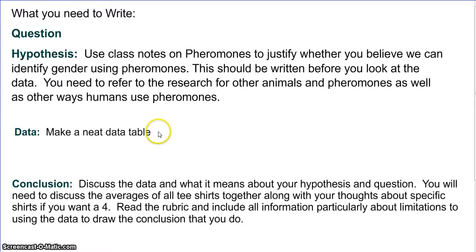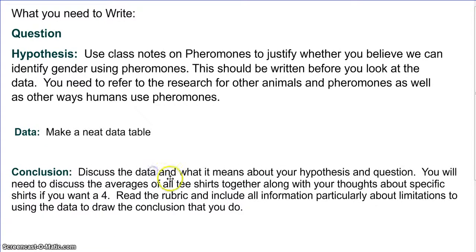Then make a data table. It's going to need to include the data that I'm about to show you, so rewrite this data. And then finally a conclusion. In the conclusion, you're going to discuss the data and what it means about your hypothesis and question. You're going to need to discuss averages of all the t-shirts together, and also your thoughts about specific t-shirts and the data from specific shirts.